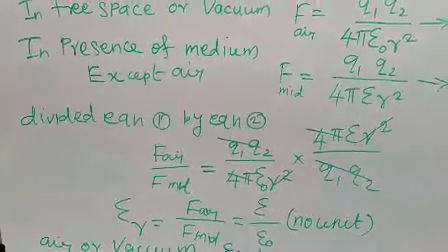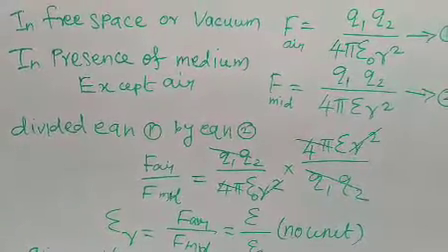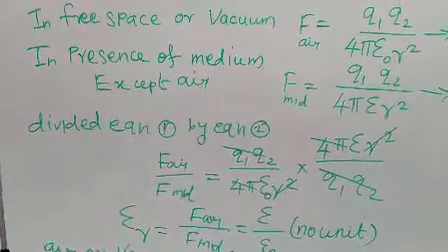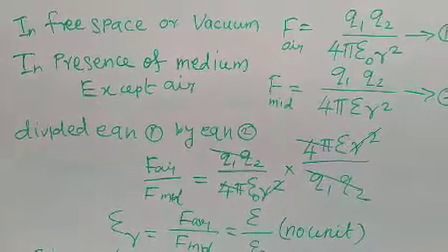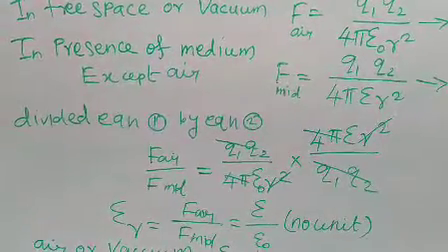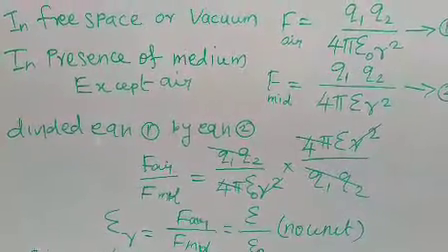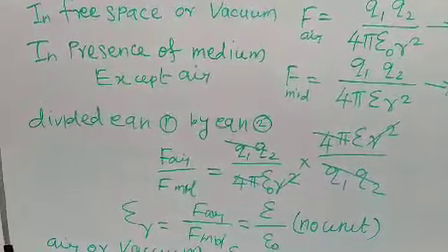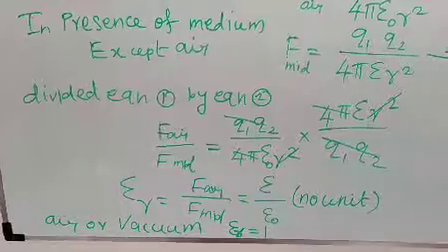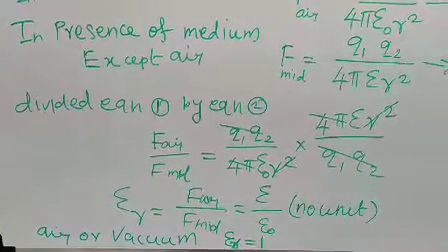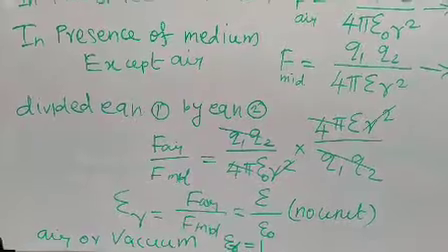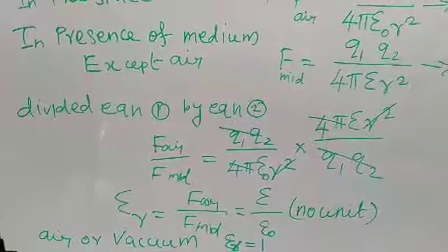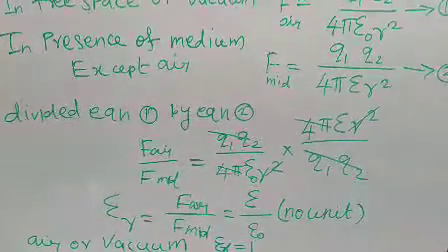So the ratio of permittivity of medium to permittivity of free space is called relative permittivity epsilon r. It has no unit because it is a ratio quantity. Epsilon r is sometimes called the dielectric constant. For air or vacuum, epsilon r is equal to 1. It's a very important one word. The dielectric constant for air or vacuum is equal to 1. Sometimes they will ask the epsilon r value, which is equal to 1.